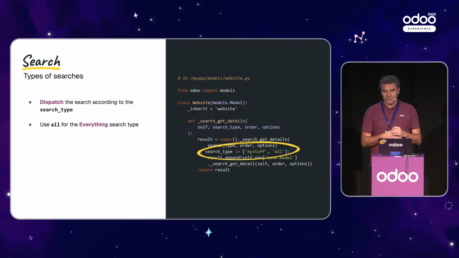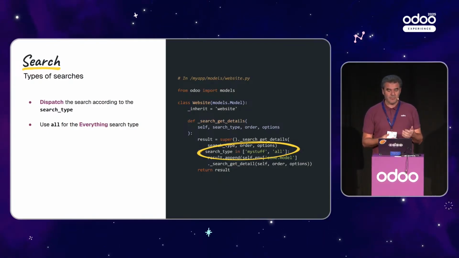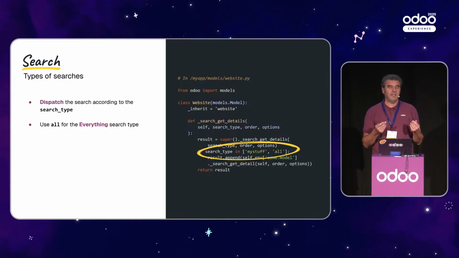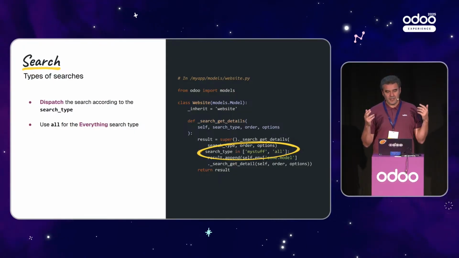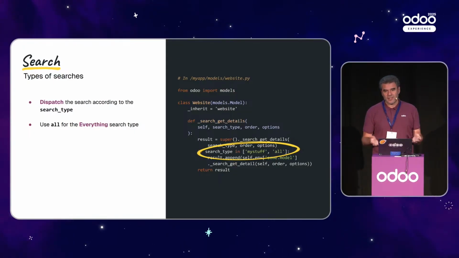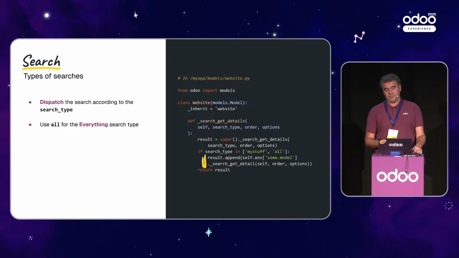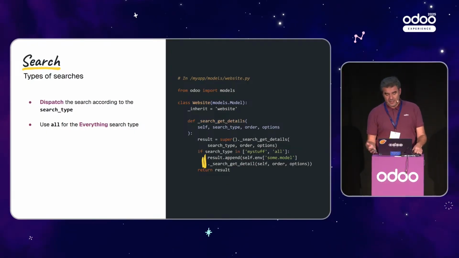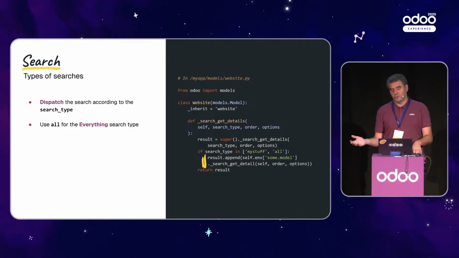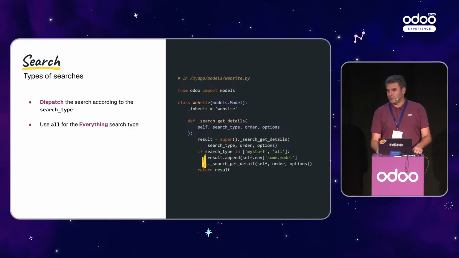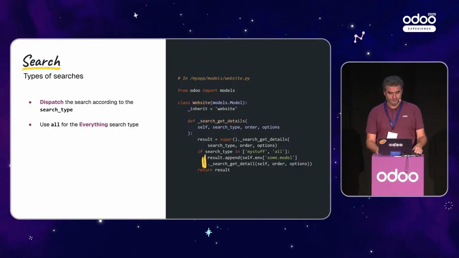There is a predefined search type which is named all, which means that it includes all the records from all the types that support the search. So be sure to also support that value to make your model participate in it. And for it, you just add yourself to the result and forward the question to the model of your module.